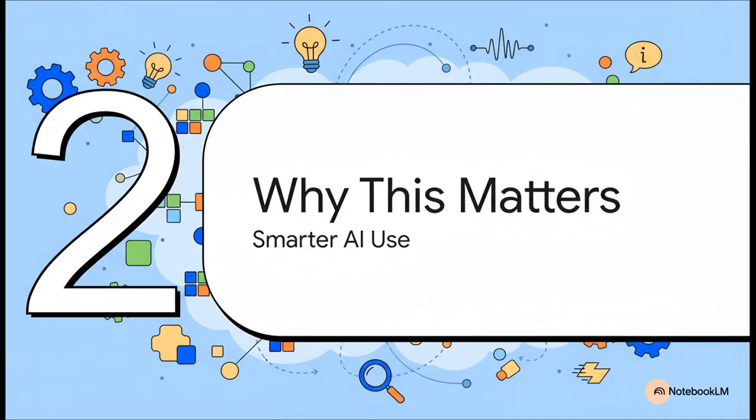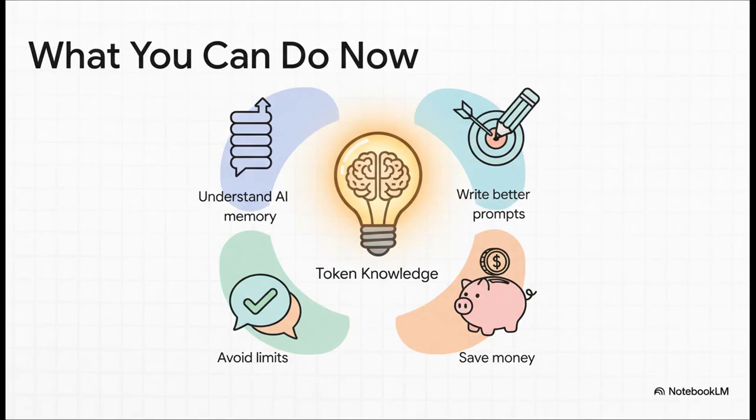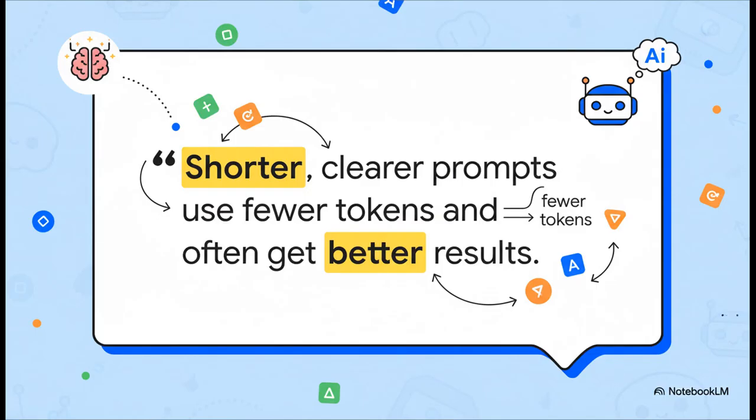So look, this isn't just some random tech trivia. Understanding how tokens work is like getting a user manual for AI. It's a superpower that lets you use these tools so much more effectively. I mean, once you get it, you can write sharper, more efficient prompts. You can actually save some money on paid AI services. You can finally stop hitting those annoying message limits, and you'll understand why the AI sometimes seems to have the memory of a goldfish.